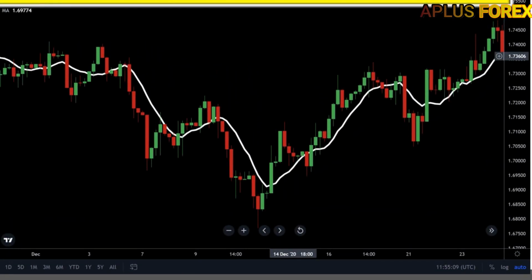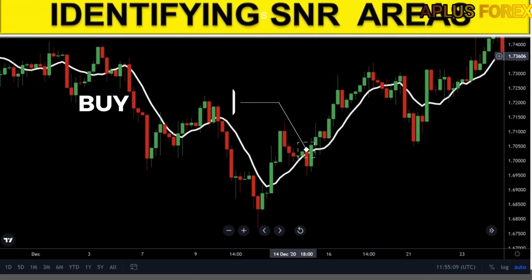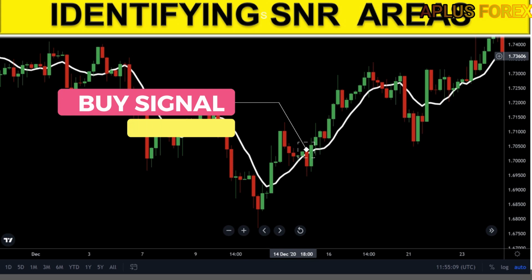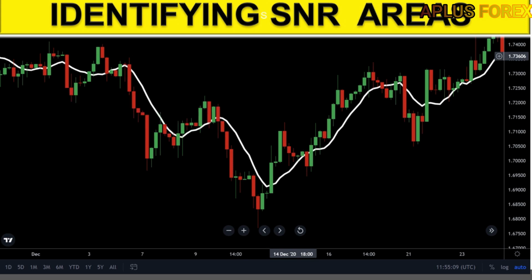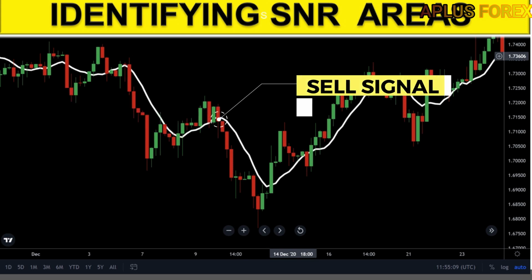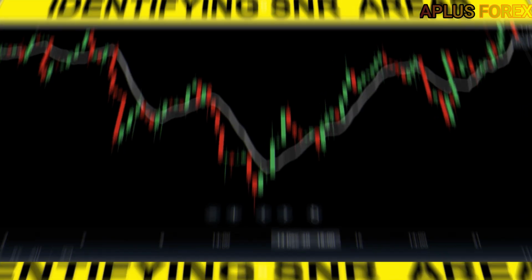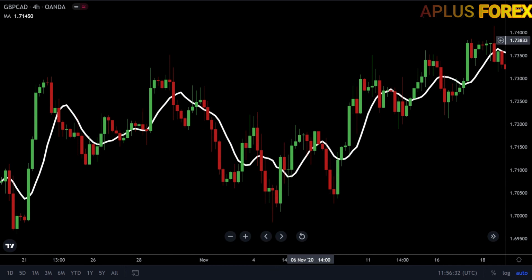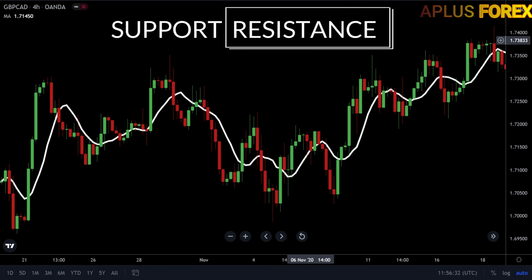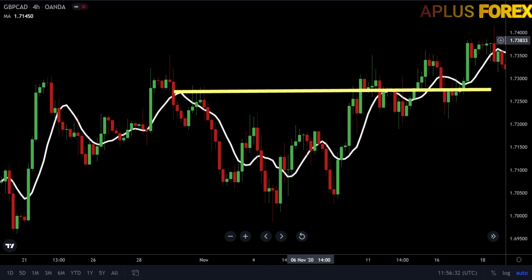Like on the chart below, we can get a buy signal here when the simple moving average started to rise. We have a sell signal here when the simple moving average started to drop. Finally, we can join swing points created by the moving average to form support and resistance. When you join these swing points, you get a horizontal support and resistance level.